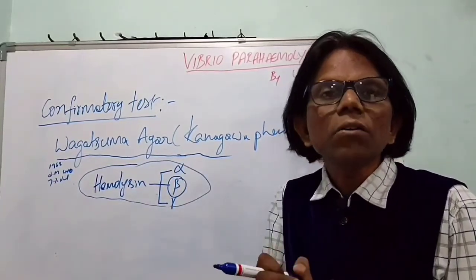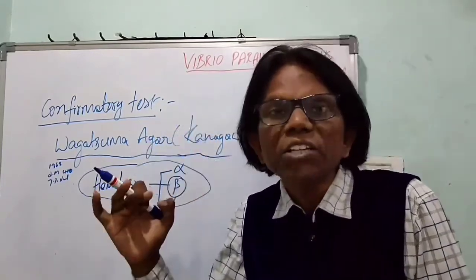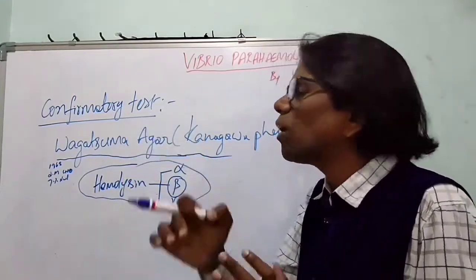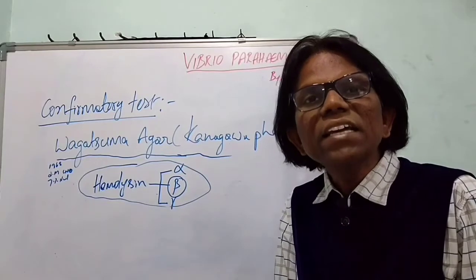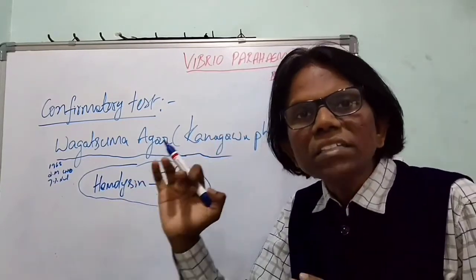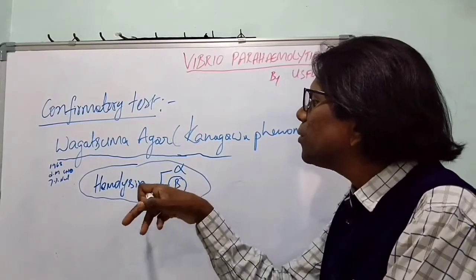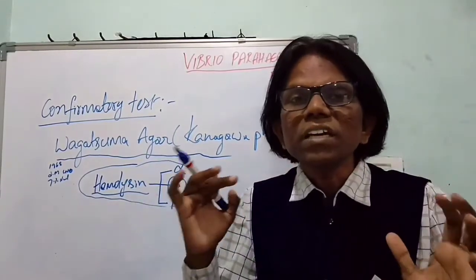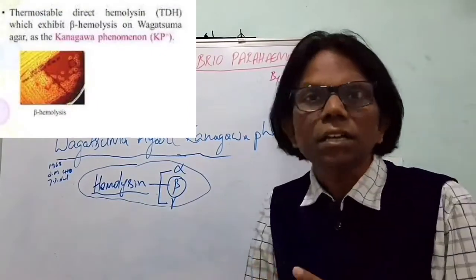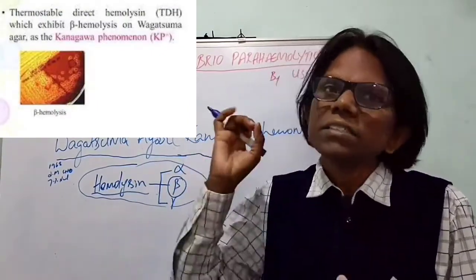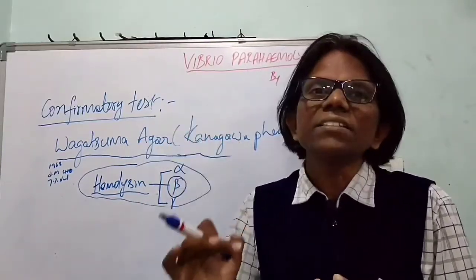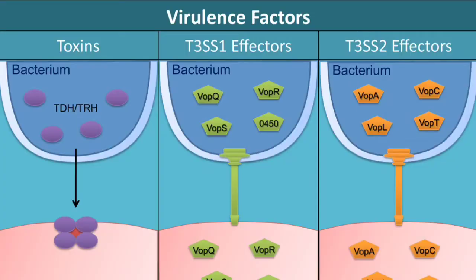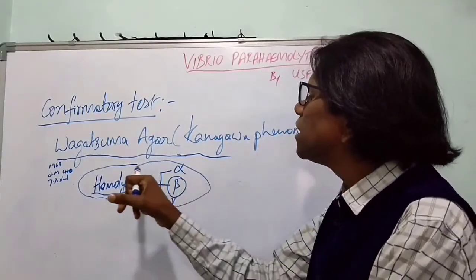We have to transfer the overnight growth of T1N1 onto the Wagatsuma agar and streak it. Incubate for 18 to 24 hours at 35 plus or minus 2 degrees centigrade. So the hemolysis will occur. This is the Kanagawa reaction. The Kanagawa reaction is correlated with the genes or proteins produced by Vibrio parahaemolyticus, the TDH and TRH genes, thermostable direct hemolysin and thermostable related hemolysin. Due to their pathogenicity, the hemolysis will be exhibited.